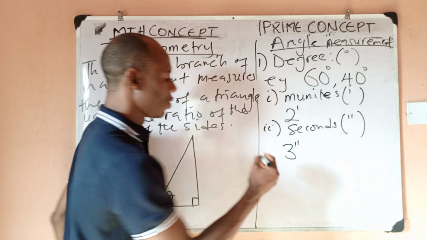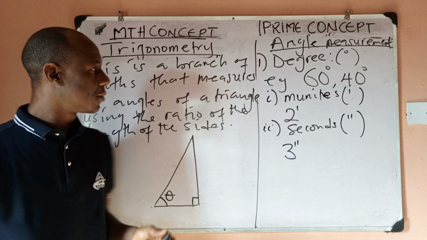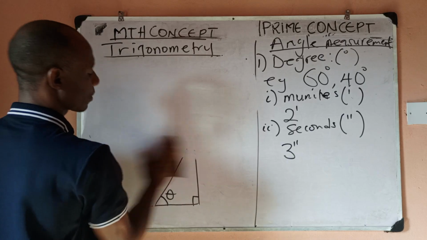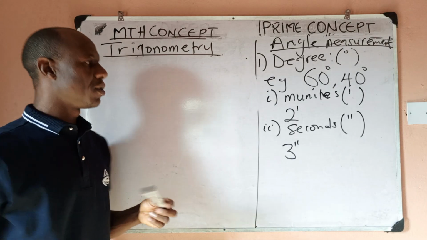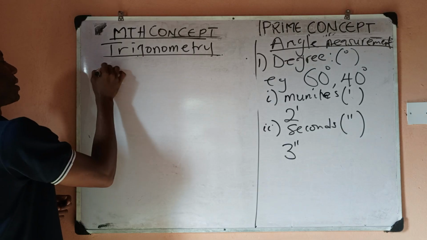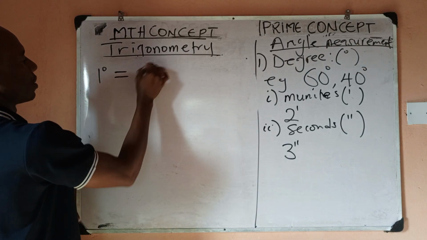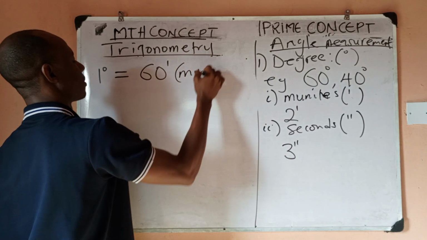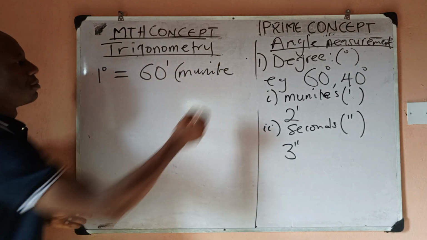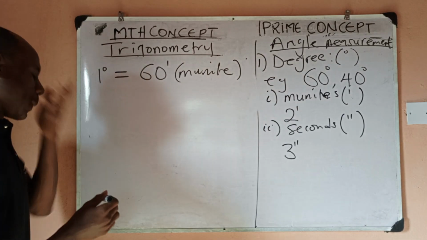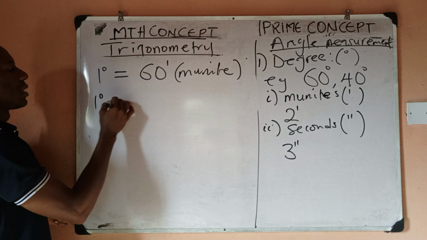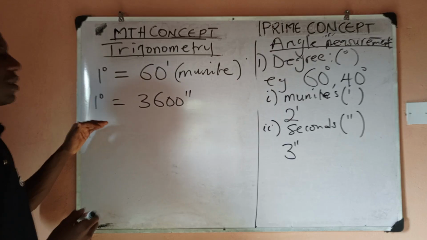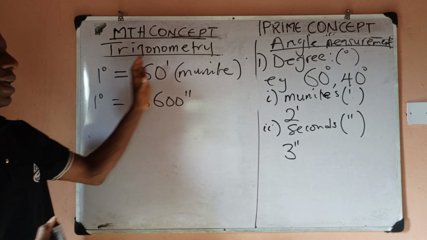Very simple. So the relationship between them is that 1 degree is actually equal to 60 minutes. So let me put it in words: 1 degree is 60 minutes. You can still have that 1 degree is 3,600 seconds. So this is the relationship between minutes and degree.